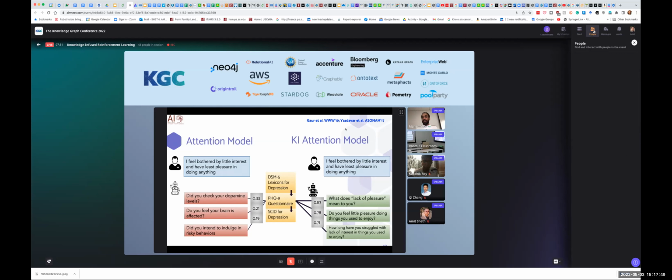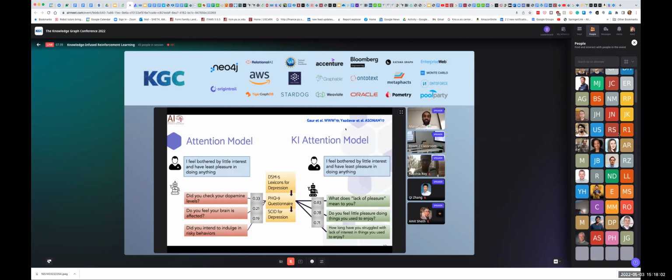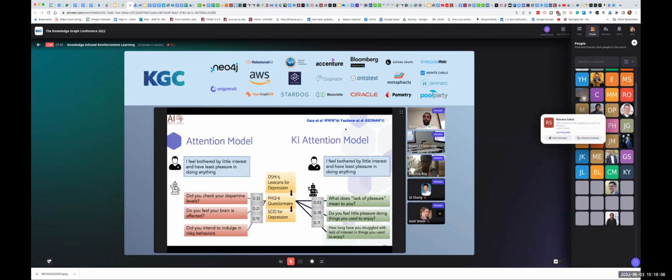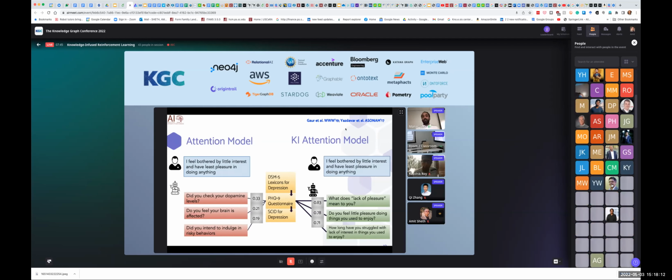So these information sources like DSM-5, PHQ-9, and SCID, which is a structured clinical interview for depression, you can actually use to introduce a particular order in which these questions are to be generated. And we looked at the similarity scores between these questions and these lexicons, which came out to be pretty high compared to the ones generated by the model without knowledge infusion.